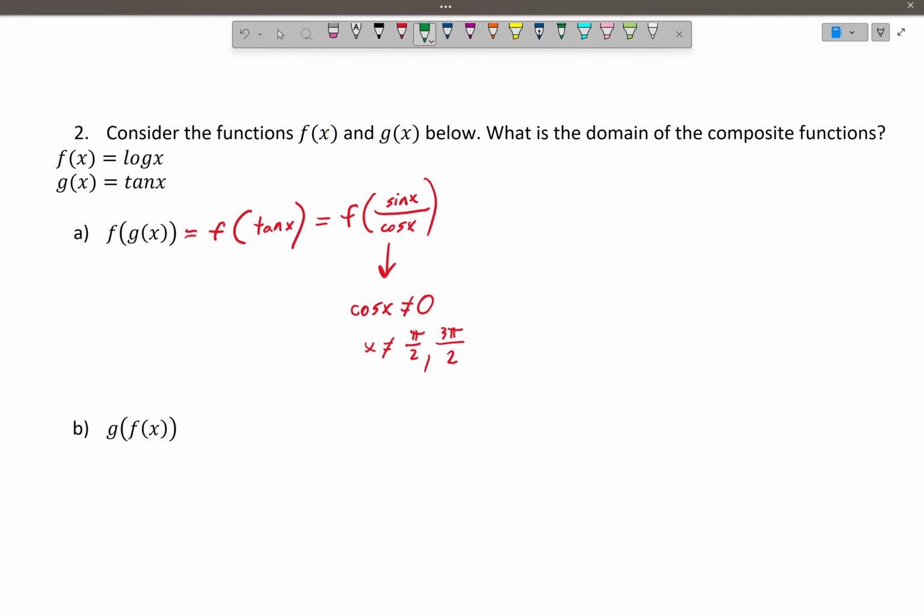Then what we have to do is plug that into our f of x function. So we then go into here and we say, well, that is our value inside the log function. Well, what's the rule for logs? Log x must be greater than or equal to 0, right? Or the x inside the log x.